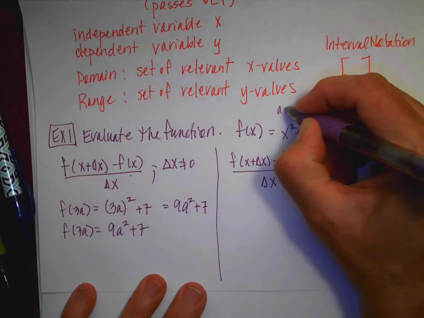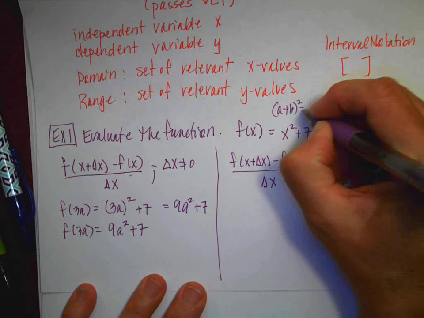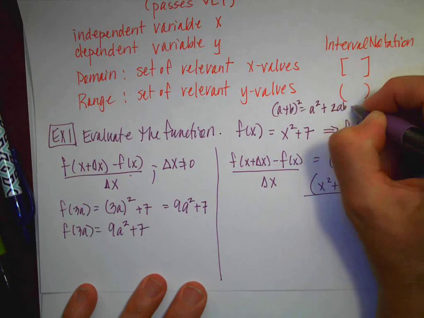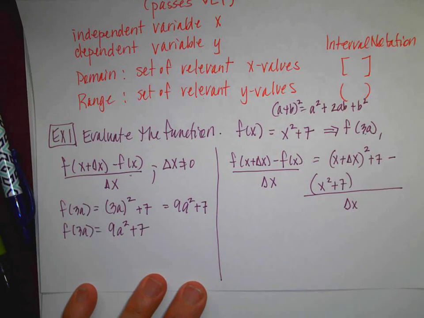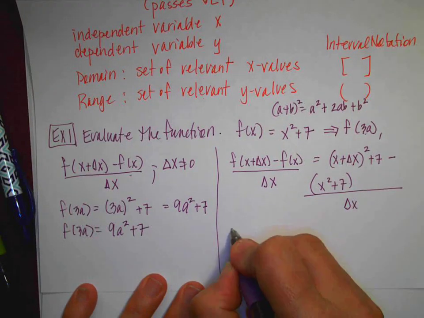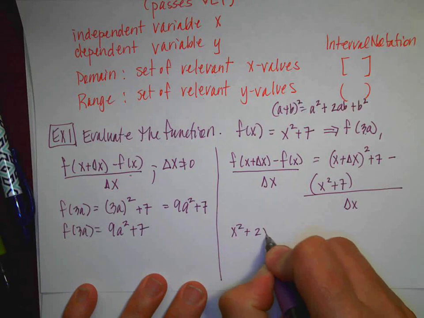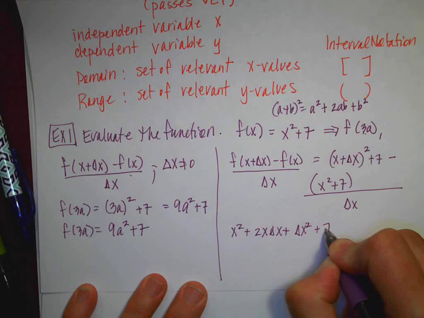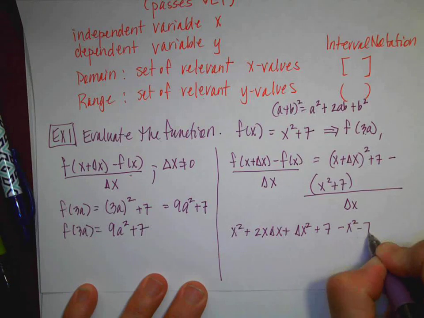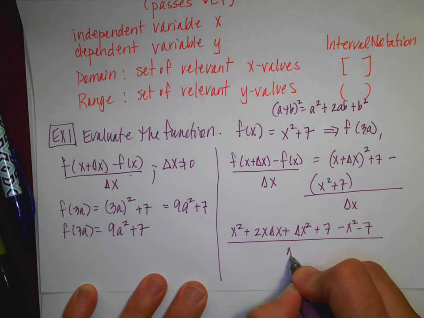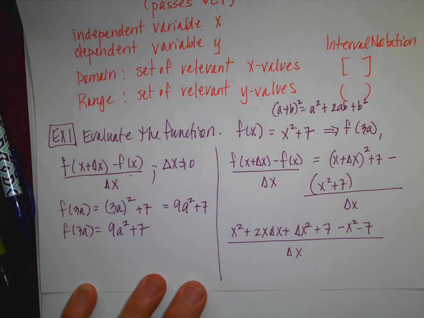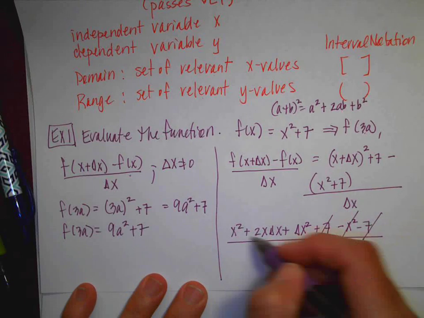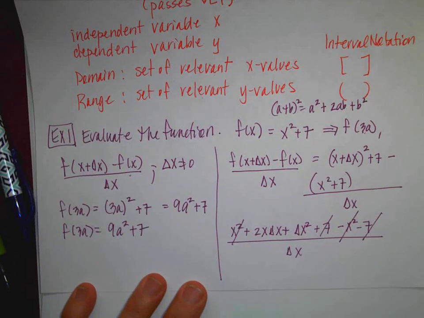So if you expand this, remember that if I have a plus b quantity squared, you square the first term, you multiply the insides together and double it, and you square the last term. So when I square this, I get x squared plus 2x delta x plus delta x squared plus 7 minus x squared minus 7, over delta x.